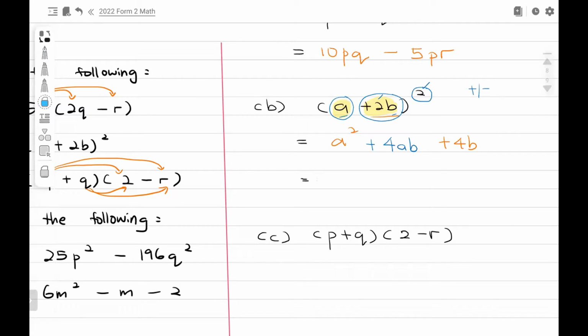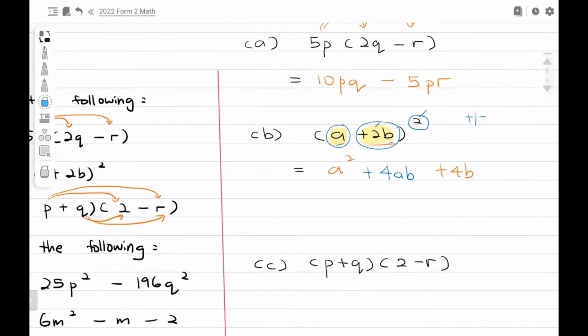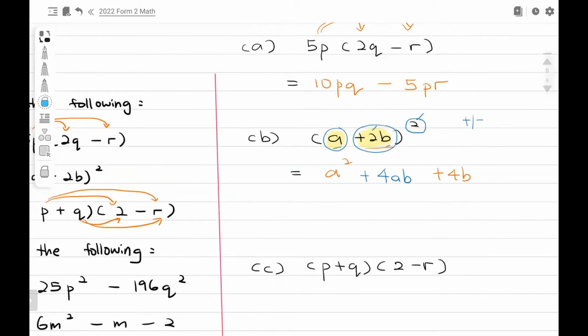We are discussing the homework. You can double check. The first one is 10PQ minus 5PR. So the second one, according to the formula, it will be A squared plus 4AB plus 4B squared.